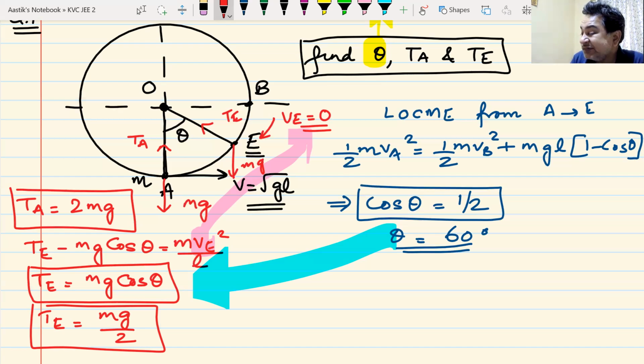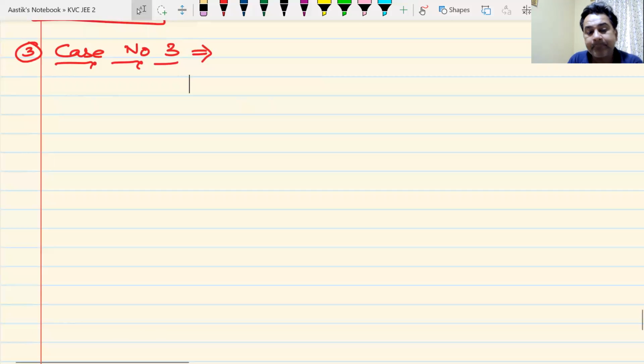Now, let us move our attention to case number 3. What would be case number 3? I hope everyone is noting it down. Case number 1 was velocity is root over 2gl, and I reached point B. Case number 2 was velocity is less than root 2gl, and I go somewhere between A and B. What should be case number 3?